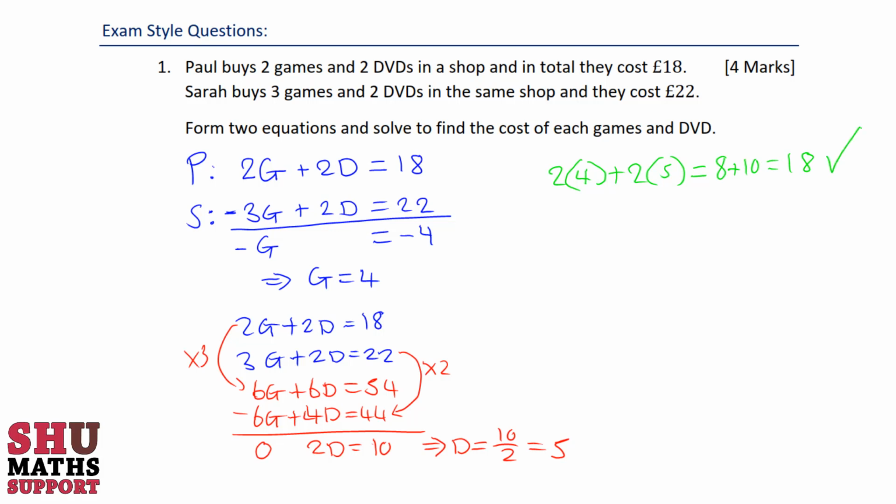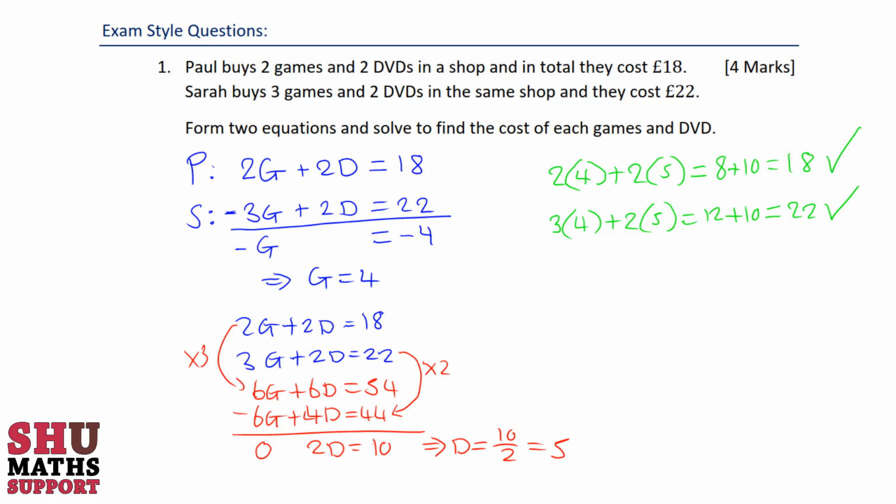And then for the second equation, we have 3 times G, which is 4, plus 2 times D, which is 5. Now 3 times 4 equals 12, and 2 times 5 is 10. Now 12 plus 10 is 22, so that means the solution also works for our second equation.